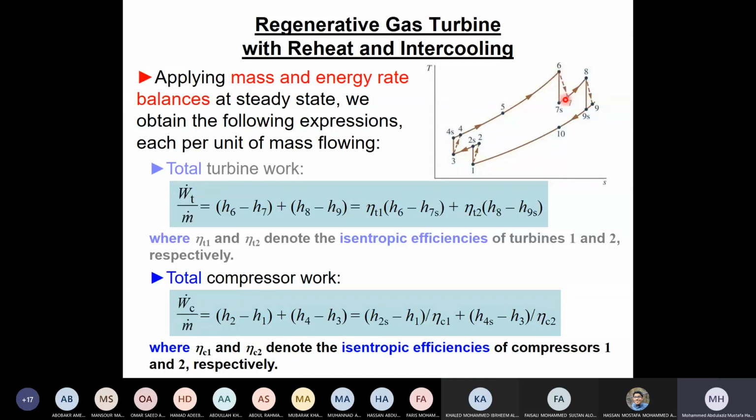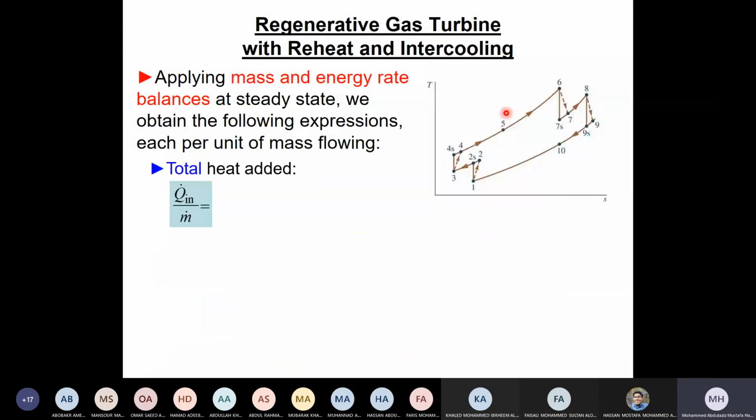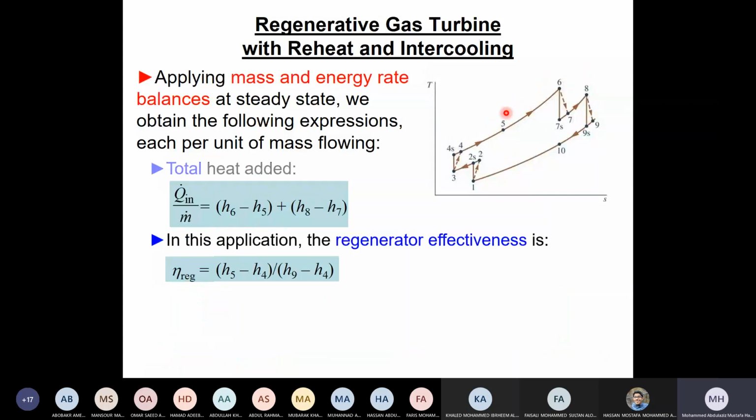To get Q, this part I can say is 8 minus 7. This is the part of heat addition, the reheat, which is calculated now. But in the first combustor, I need state 5. Therefore, we need here the efficiency of the regenerator. So this should be given now.